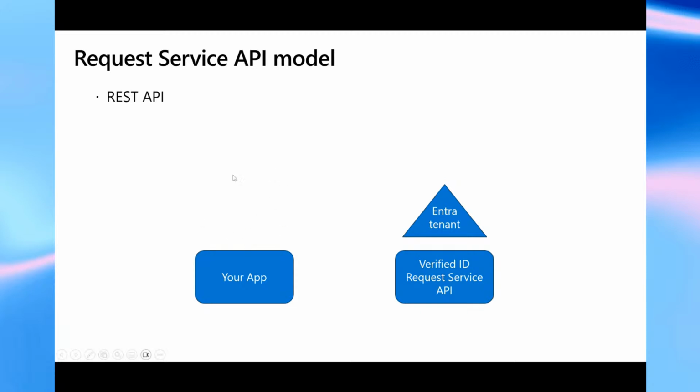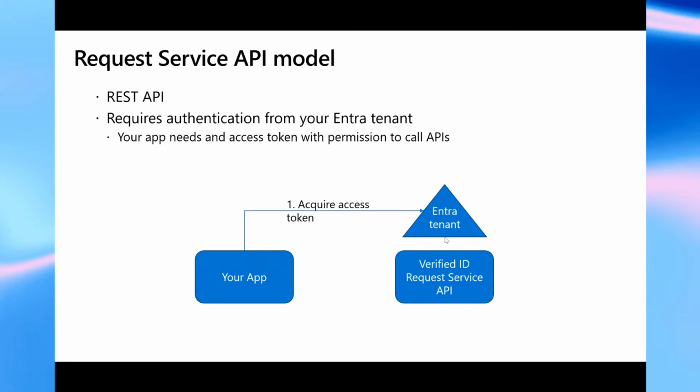Your app needs to call this API. You will need an Entra tenant to set up a verified ID service, so you'll get your own authenticated endpoint. When your app is making a request for issue or verify, it needs to acquire an access token. You can either set up a user access token, or you can always do an app permission token. That way, you're limiting the permission that the app can use and execute.